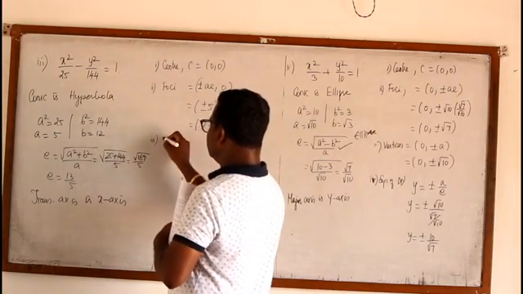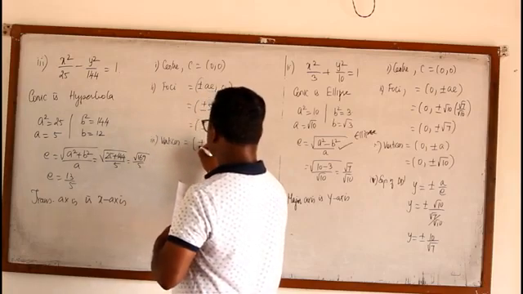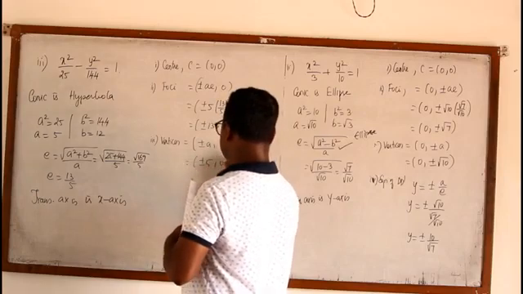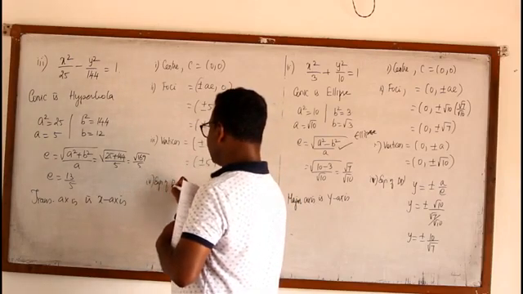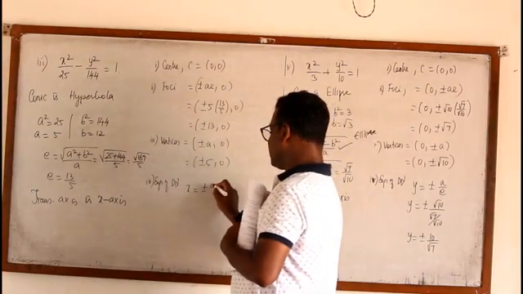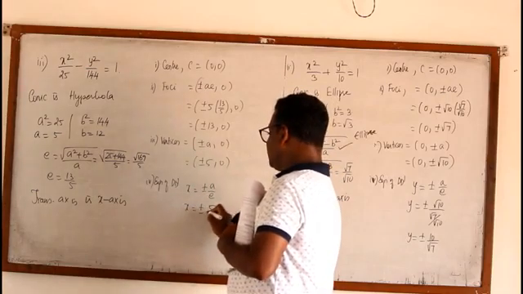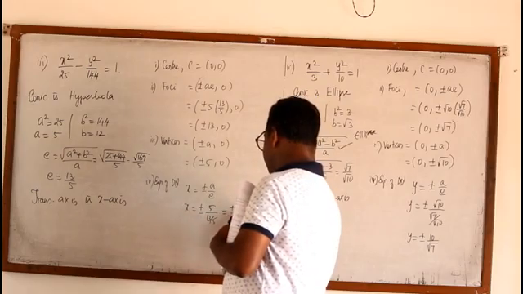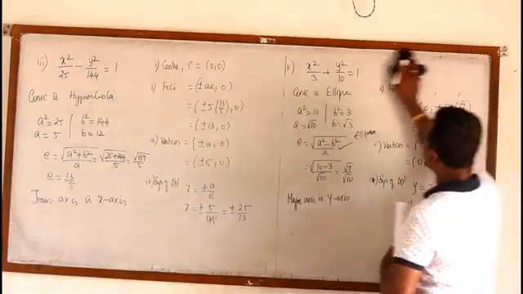Third one, vertices. Again, major axis is x axis, so plus or minus a, 0. It is plus or minus 5, 0. Fourth one, equation of directrix. Major axis is x axis, so x equal to plus or minus a by e. x equal to plus or minus 5 by 13 by 5, that is equal to plus or minus 25 by 13. This is the third one.